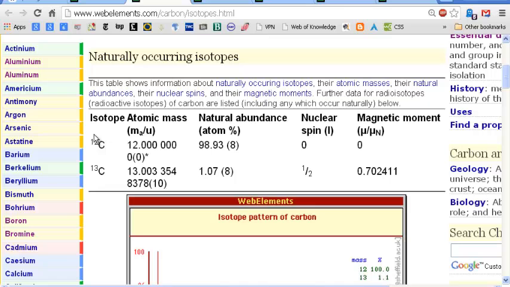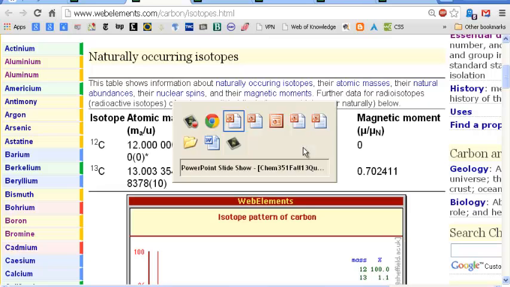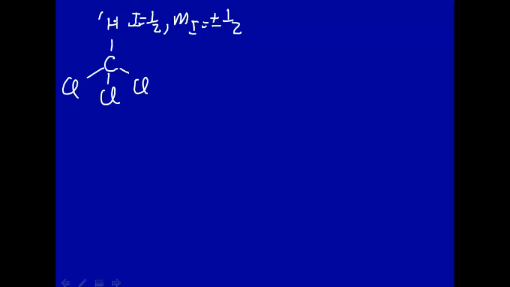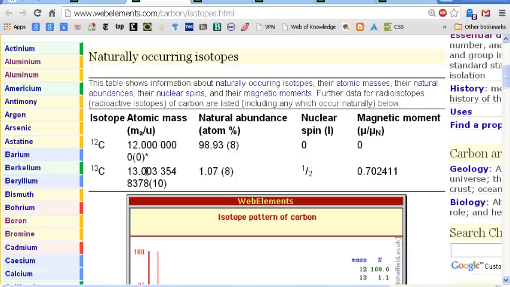Here's carbon. Carbon has two naturally occurring isotopes. This is from the webelements.com page. Carbon-12, the one that occurs in most abundance, has a nuclear spin of 0. So that means that this proton won't couple with this carbon-12 nucleus because it has a nuclear spin of 0. There's nothing to couple with. However, there's a 1% abundant carbon-13 isotope which has a nuclear spin of 1/2.